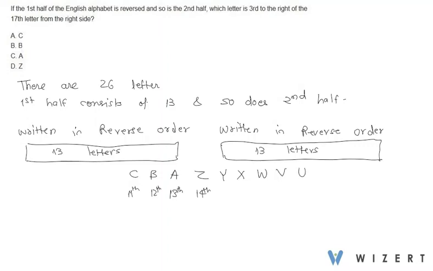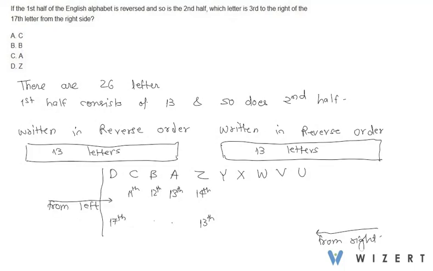So from the right side, we need to find which one is the 17th letter from the right side. From the right side, Z is the 13th letter. This is from left and this is from right. So from right, this is 14th, 15th, 16th and this one will be 17th, which is D.